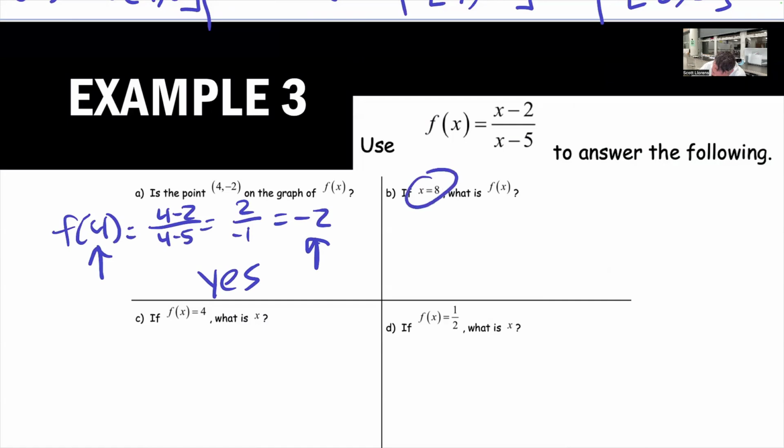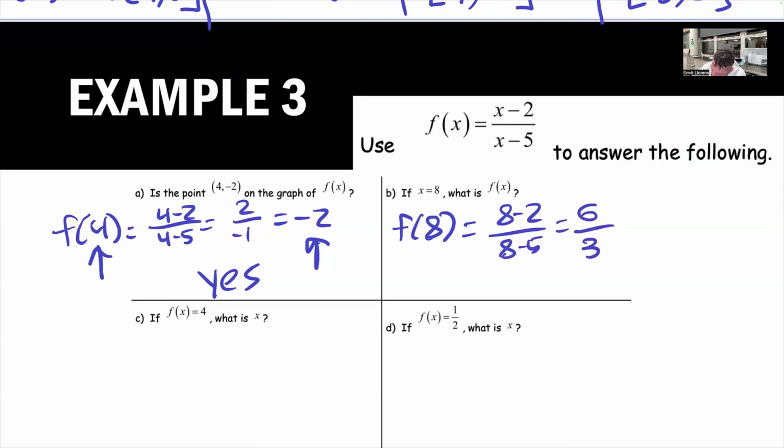We could ask if x is equal to 8, what's f of x? So really they're just asking us what's f of 8, which would be 8 minus 2 over 8 minus 5, which would be 6 over 3, which would be 2.